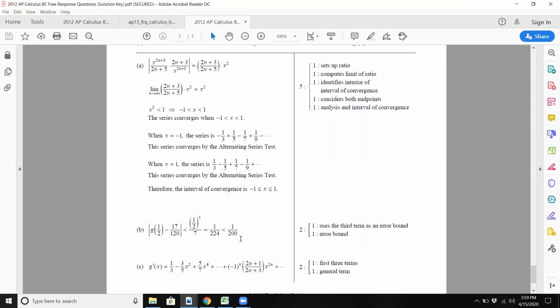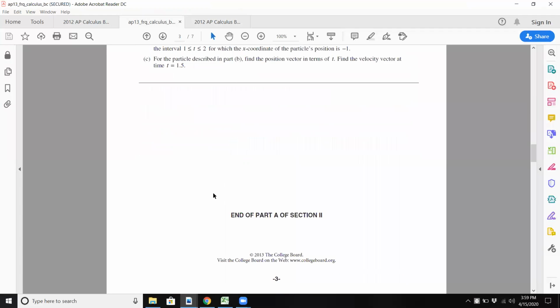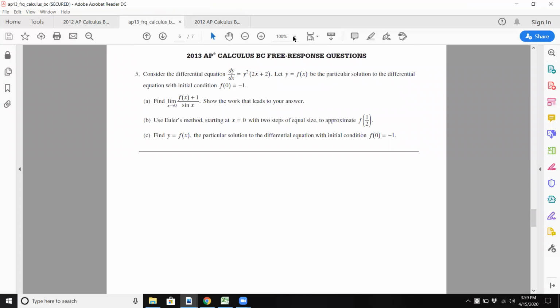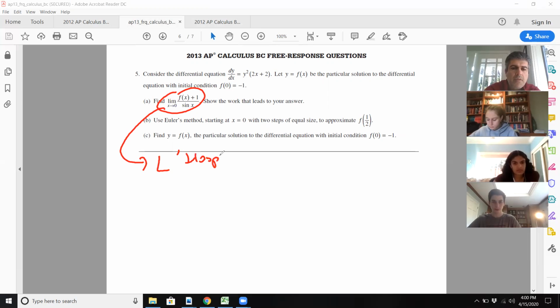So we'll probably do a little more practical error bounds, because I know we're about to run out of time. The last thing I want to talk about with you guys is L'Hopital's rule. That's a 2013 exam question, because that could show up. Now, hopefully you guys remember L'Hopital's rule. L'Hopital's rule will apply when you get 0 over 0.